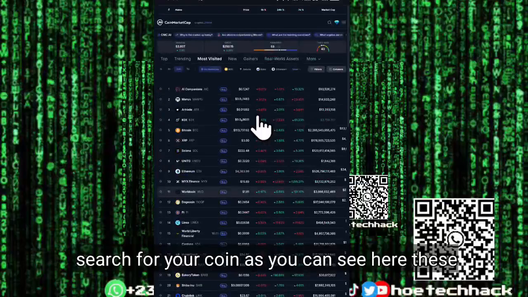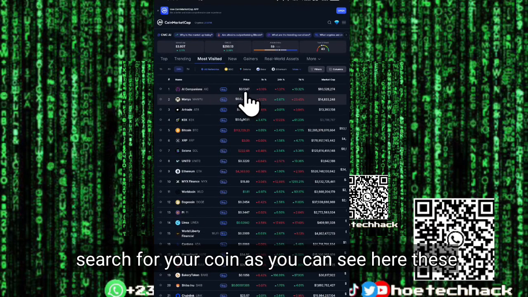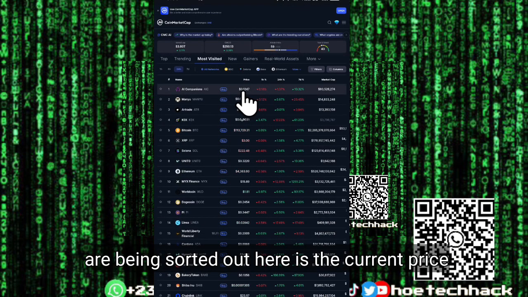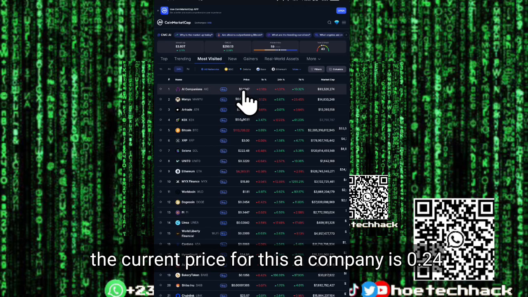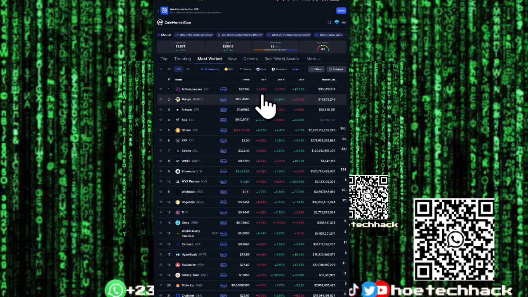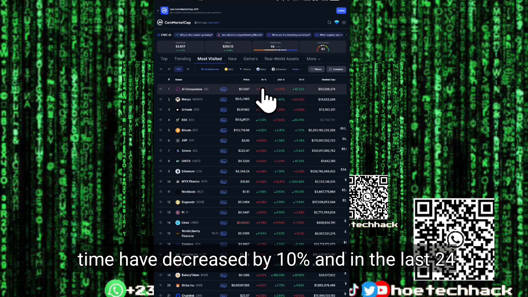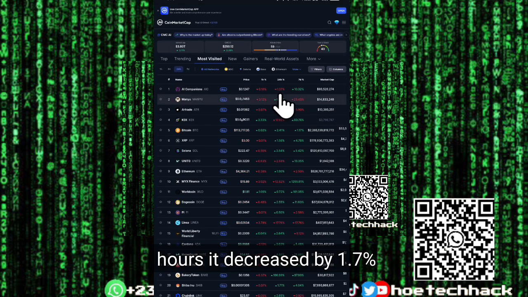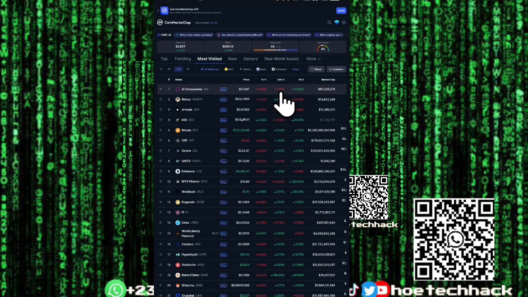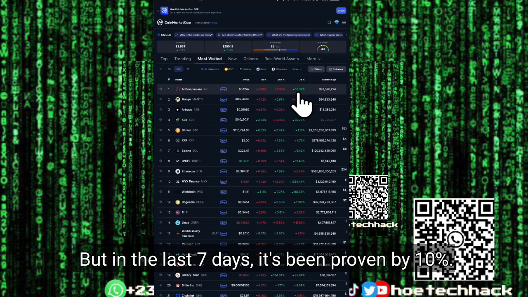As you can see here, these are being sorted out. Here is the current price. That's the current price for this coin, $0.124, and in the last 1 hour it has decreased by 10%, and in the last 24 hours it decreased by 1.7%. But in the last 7 days, it has improved by 10%.